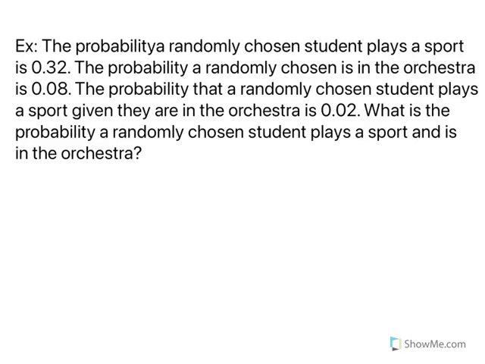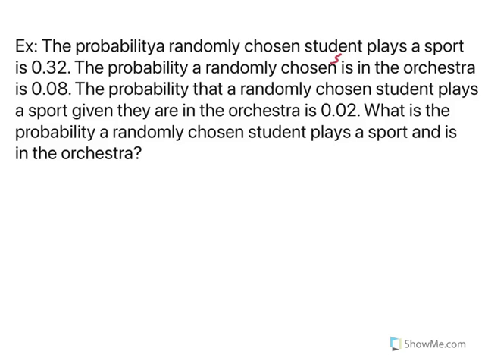Let's do one more example. The probability a randomly chosen student plays a sport is 0.32. The probability a randomly chosen student is in the orchestra is 0.08. The probability that a randomly chosen student plays a sport, given they're in the orchestra, is 0.02. What is the probability a randomly chosen student plays a sport and is in the orchestra?